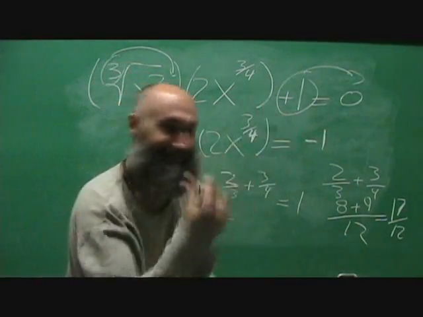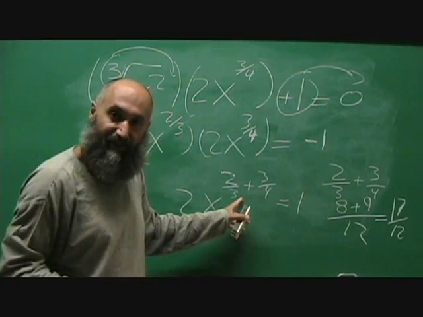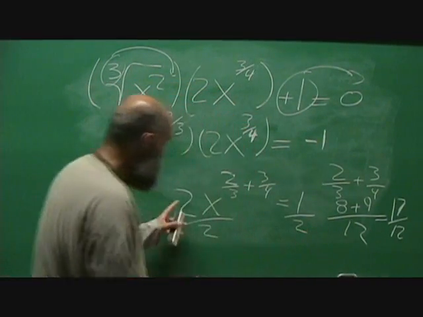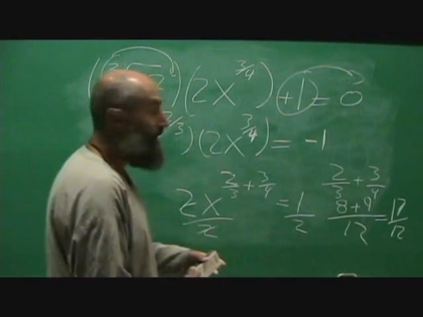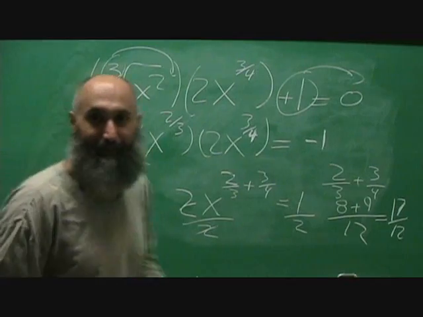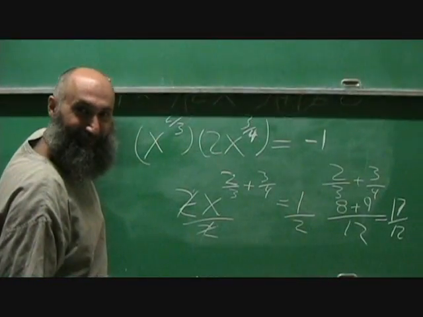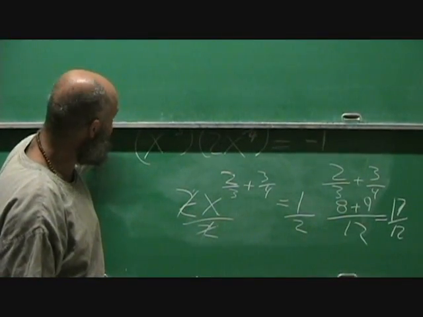Are we on the board? We're still on the board. So the power here becomes 17 over 12. We divided this side by 2. This kills this. And that's 1 over 2. What I'm going to do, let's see, do we have room? Let's just go over here. A little board. Isn't that fantastic?